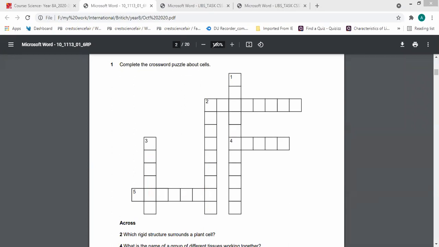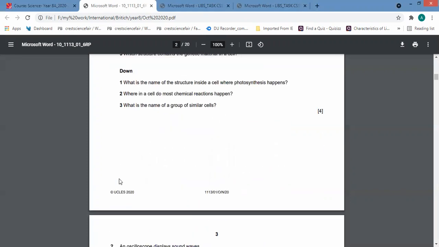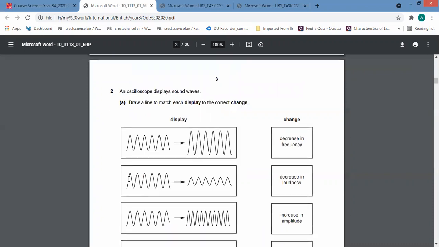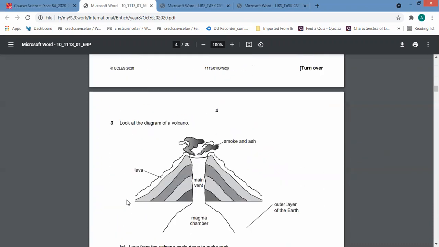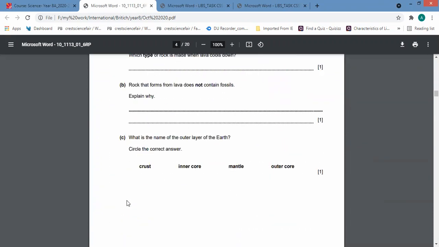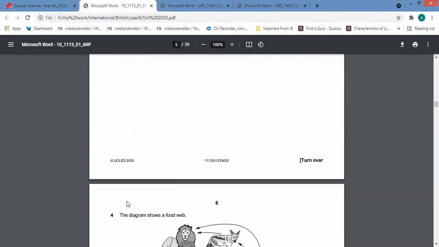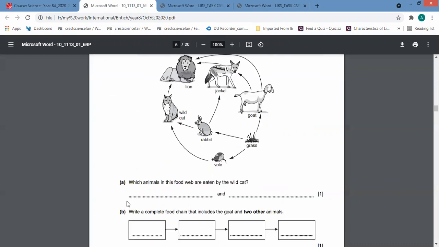Any question? Okay. The frequency decrease physics. Crushed? No. Yes. Question 4.